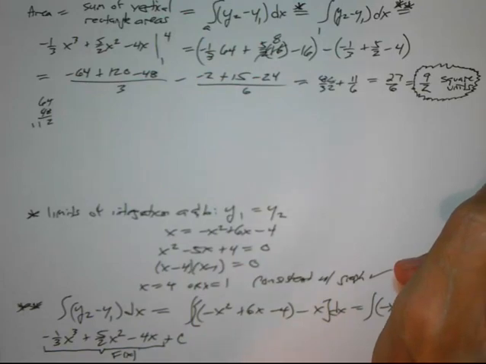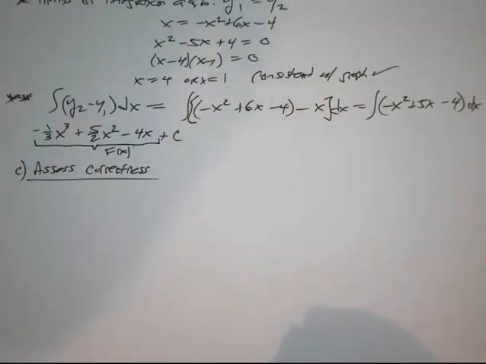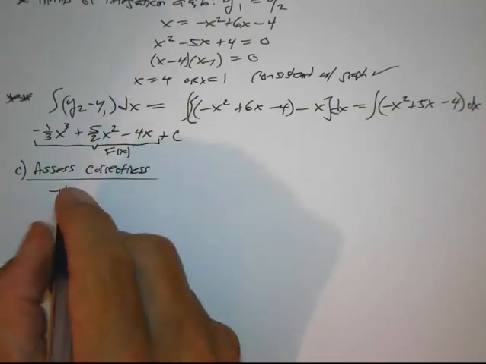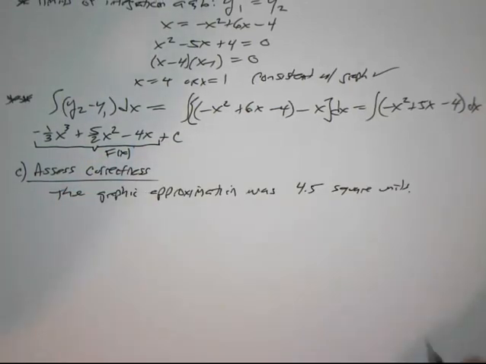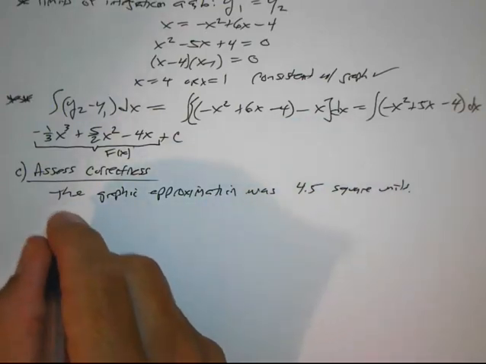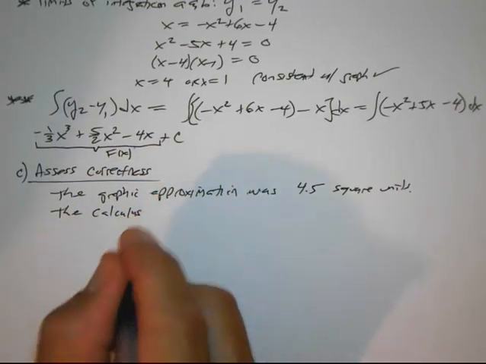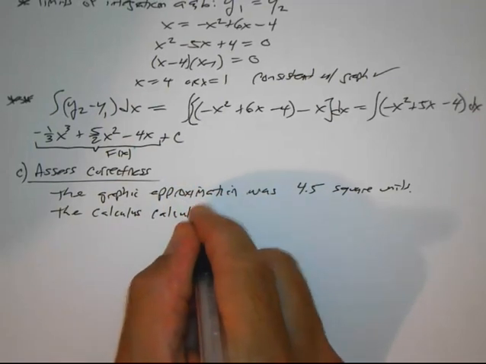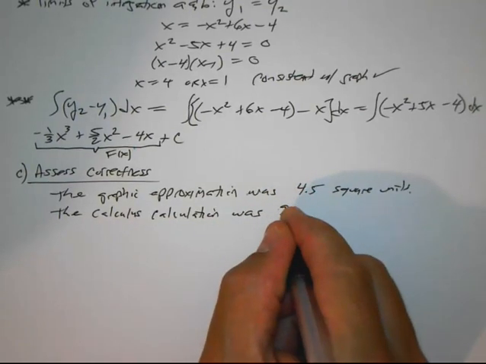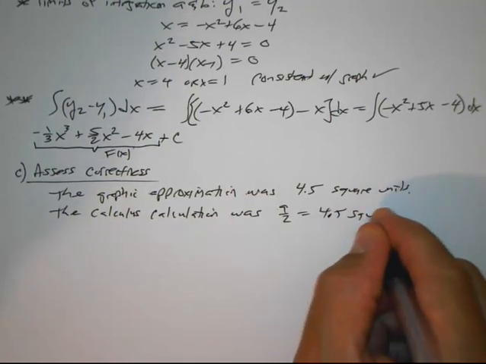Now let's start assessing the correctness. Okay, part C, assessing the correctness. Well, let's review here. The graphic approximation was about 4.5 square units. How about that calculus solution? We said it was 9/2, which actually turns out to be the very same as 4.5. So the calculation was 9/2, which equals 4.5 square units.